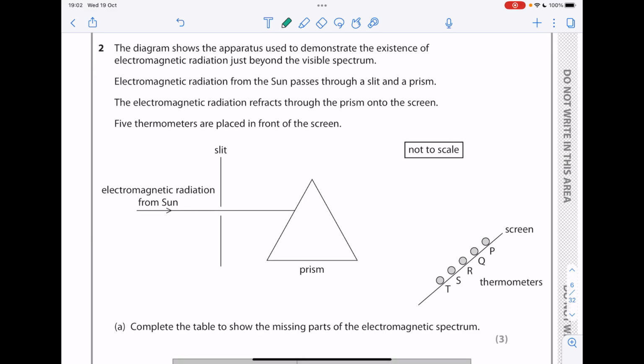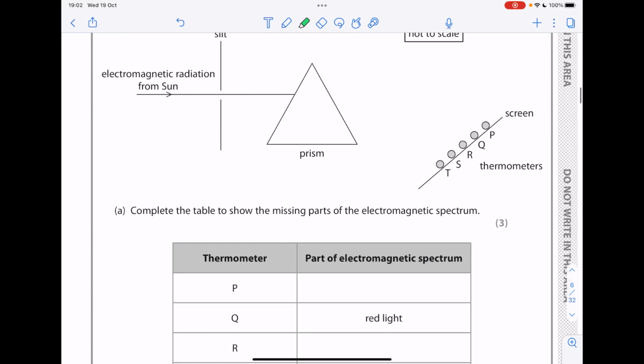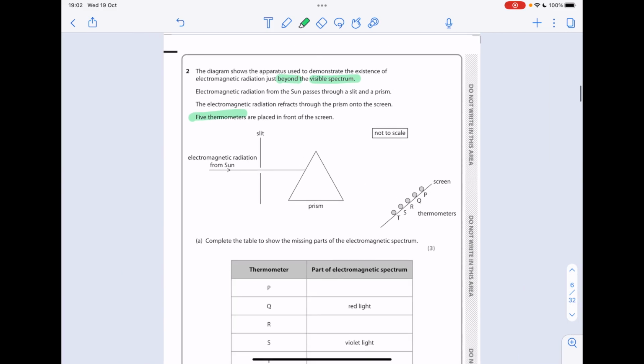The diagram shows the apparatus used to demonstrate the existence of electromagnetic radiation just beyond the visible spectrum. Electromagnetic radiation from the sun passes through a slit and a prism. The electromagnetic radiation refracts through the prism onto the screen. 5 thermometers are placed in front of the screen. Complete the table to show the missing parts of the electromagnetic spectrum. Okay, this looks gross. Just be careful here.